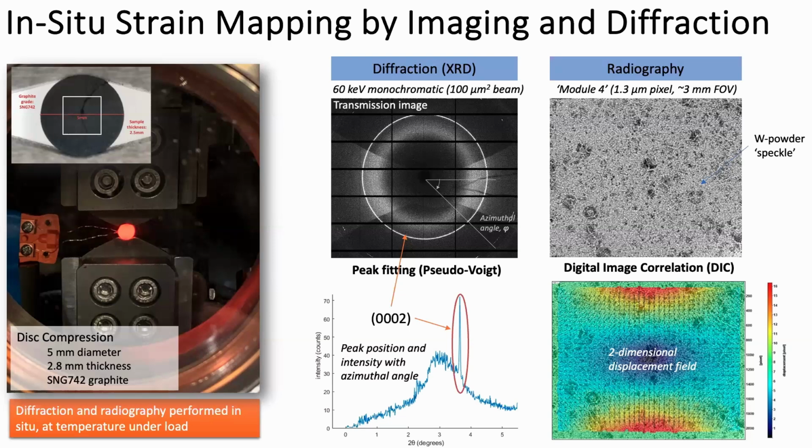We also do radiography. We'd love to do tomography, but this current device doesn't let us spin the sample around, so we do radiography. Graphite has quite a good structure for image correlation, but we do help it by putting a bit of tungsten powder on to give it a bit of speckle. And that means we can get digital image correlation. So this is the kind of data we're collecting as we go through the experiments.